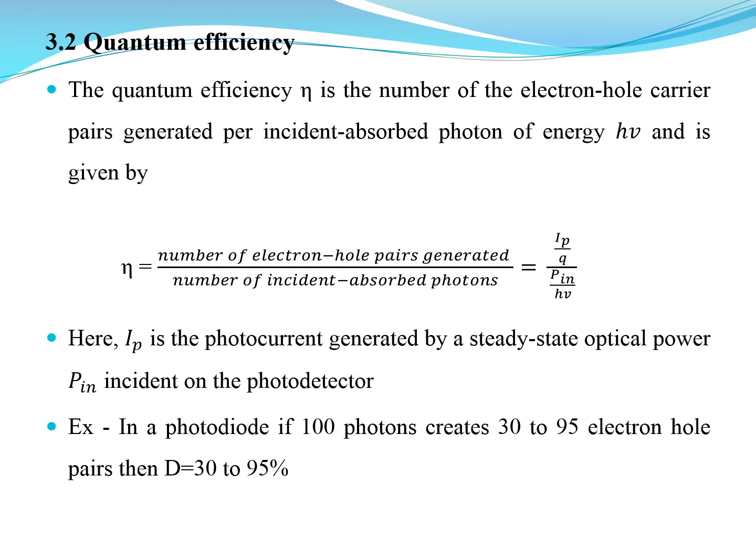So in a photodiode, if 100 photons create 30 to 95 electron-hole pairs, then eta is equal to 30 to 95%. So this efficiency depends on the number of electron-hole pairs which are generated relative to the incident absorbed photons.